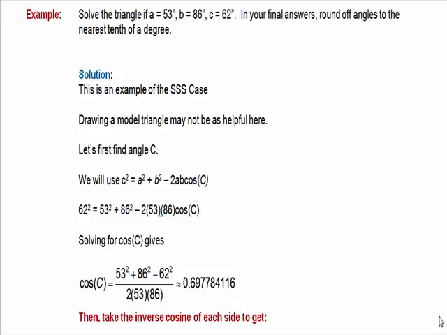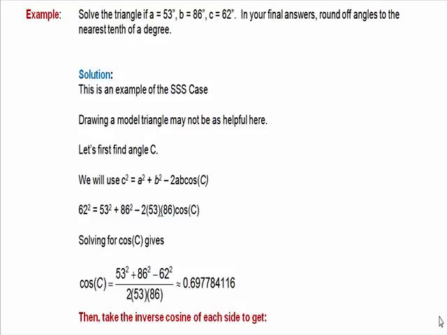So I decided first to find angle C. Mostly I did that because that's the way my original formula was written, and I thought that's the one we'd be most comfortable with. So I'm going to use c squared equals a squared plus b squared minus 2ab cosine of angle C. And I just plug in what I know. 62 squared equals 53 squared plus 86 squared minus 2 times 53 times 86 cosine of C. And I solve for C.